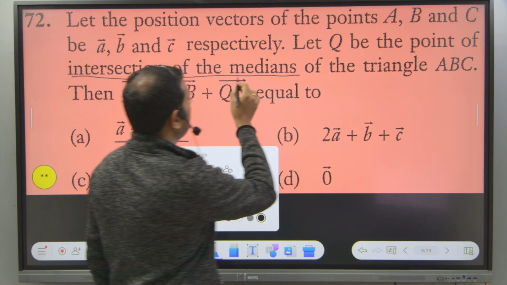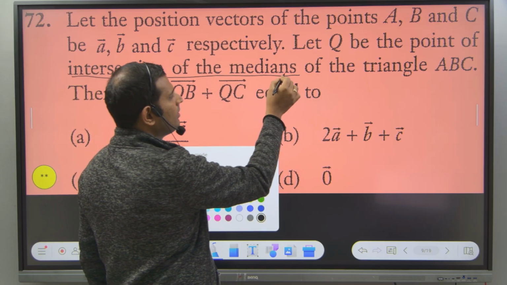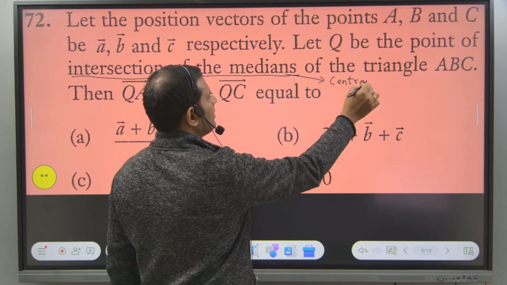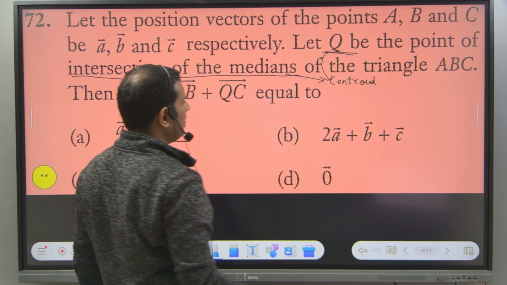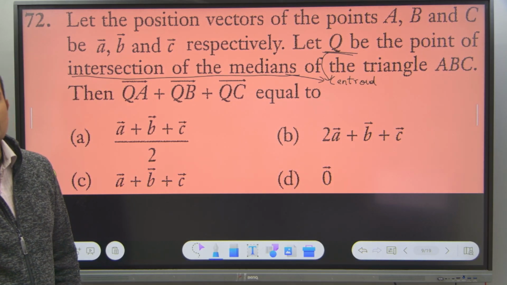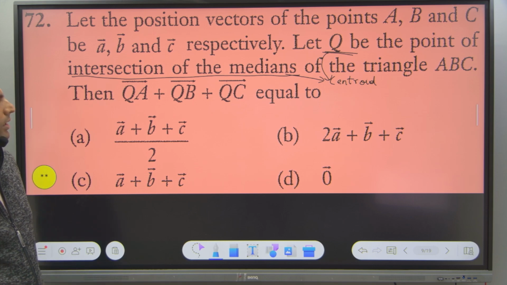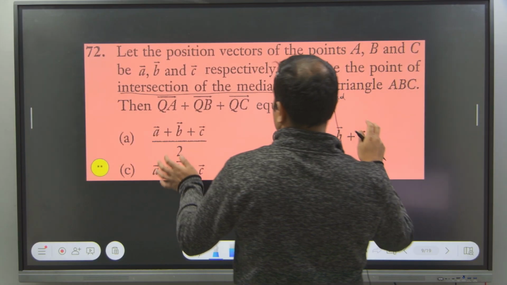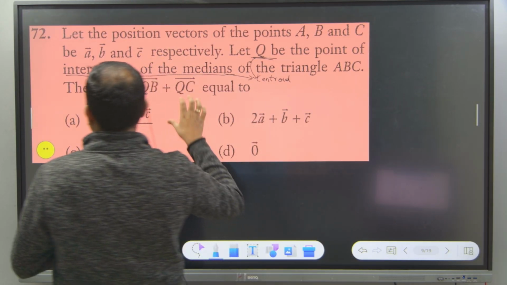What is that point called where all medians intersect? That is called centroid. So Q is your centroid. What is Q? Centroid. Are you clear, students? Yes, sir. Okay, now they are asking QA plus QB and so on, right? So now how to solve this?